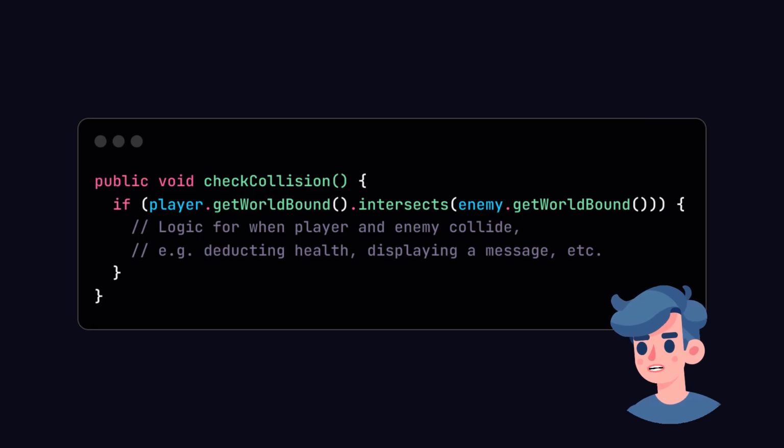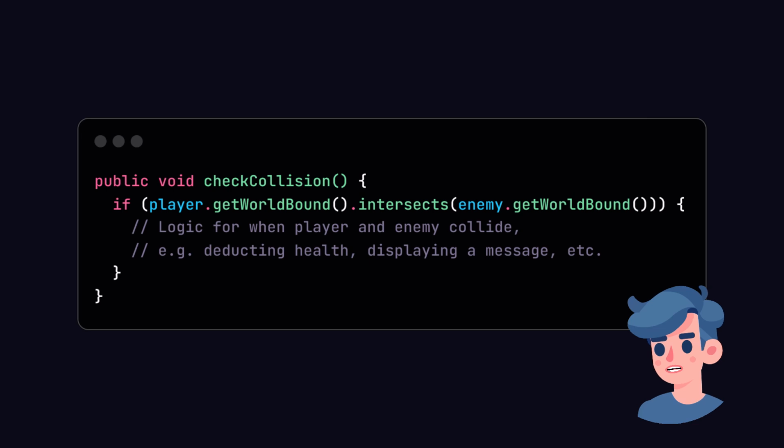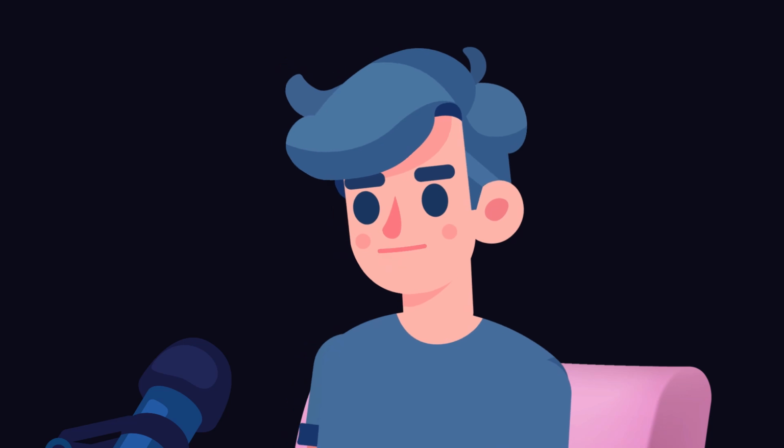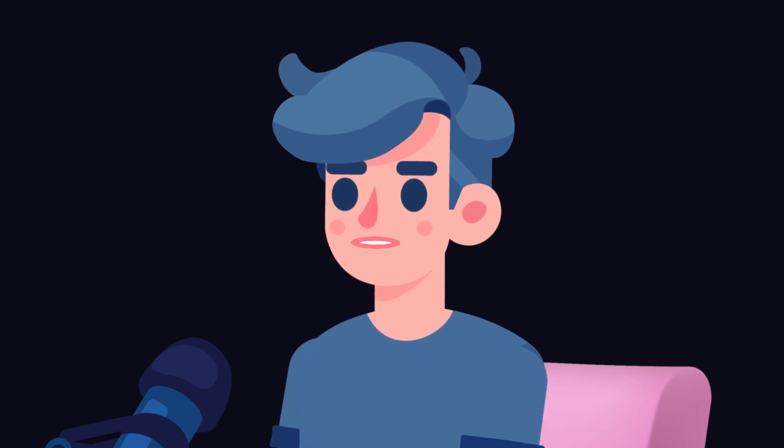Now that we have a moving enemy, let's add attack functionality. We want the player to be able to interact with the enemy. We will implement a simple collision detection and check if the player is within a certain range. In the check collision method, we check if our player's bounding volume intersects with the enemy's. If they do, we can implement logic that will handle damage or interactions between them.